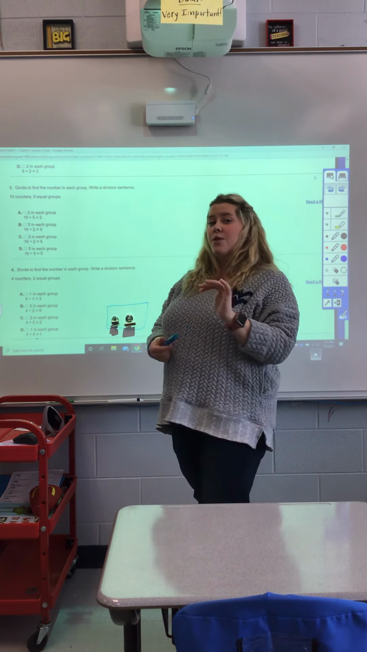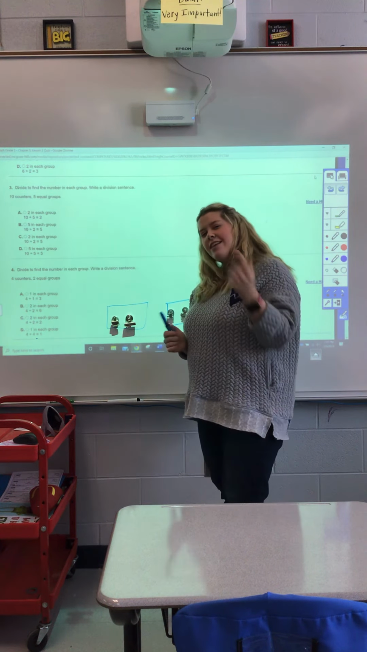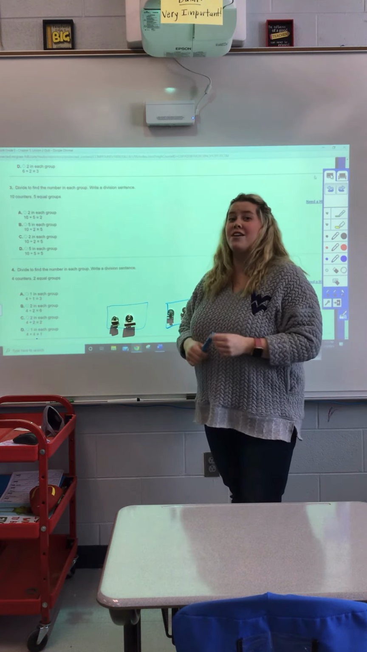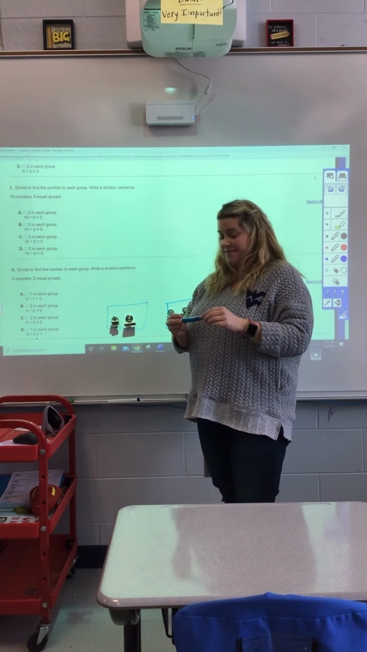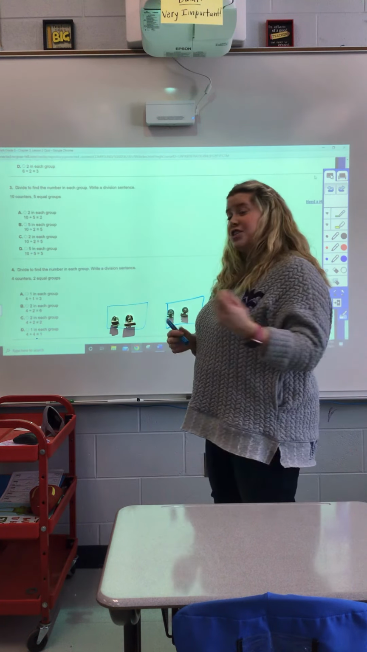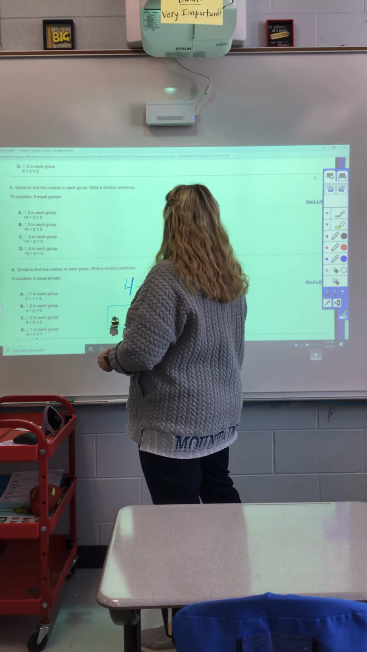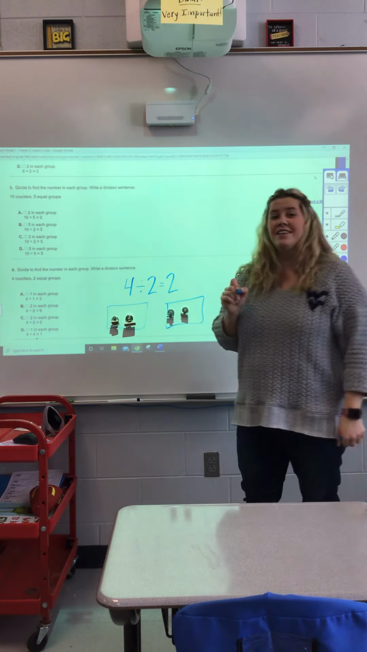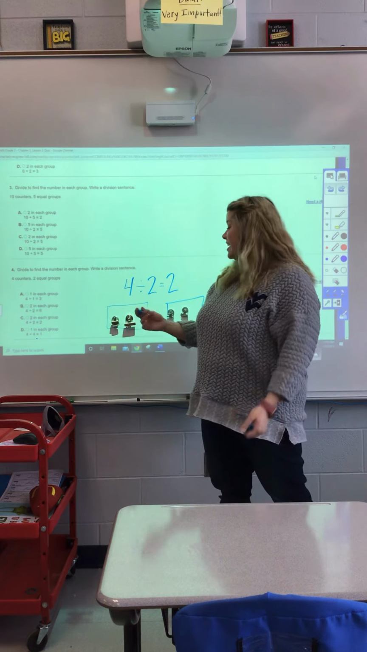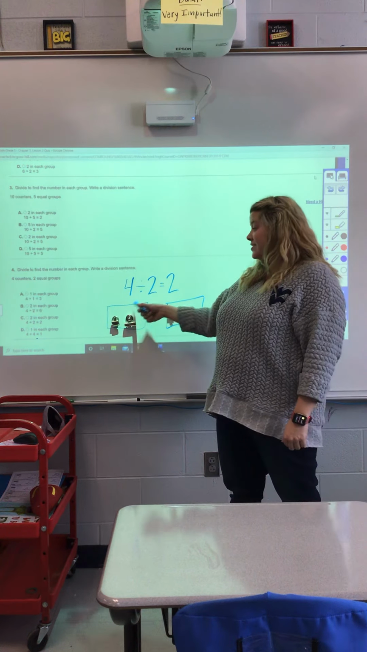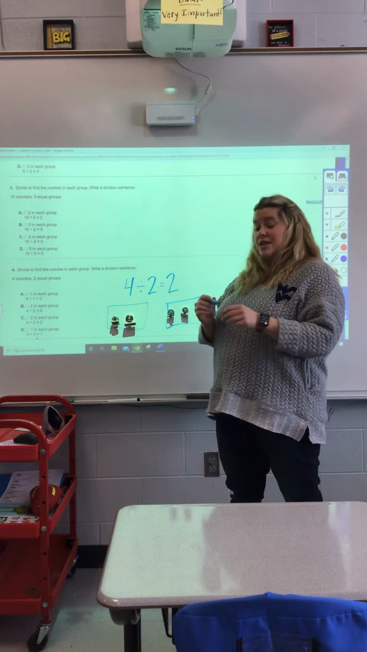Go ahead and pause the video, write the division sentence, and then come back and hit play and check and see if you got it right. All right, did you write 4 divided by 2 equals 2? I hope so, because that's our right answer. We had 4 counters divided by 2 groups equals 2 in each group.